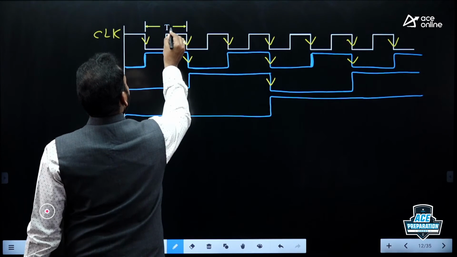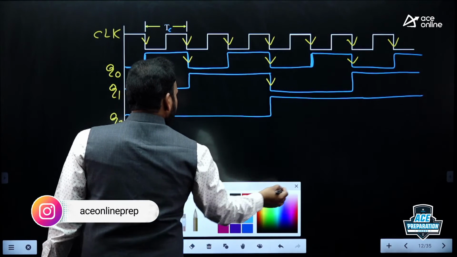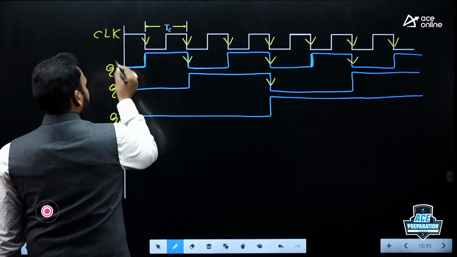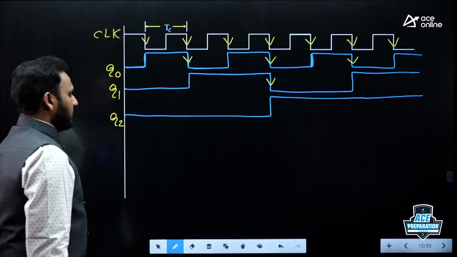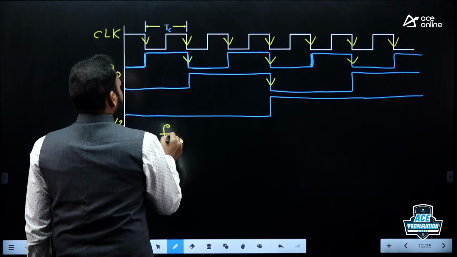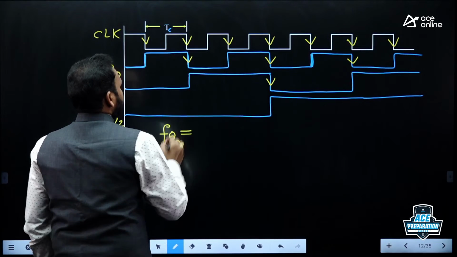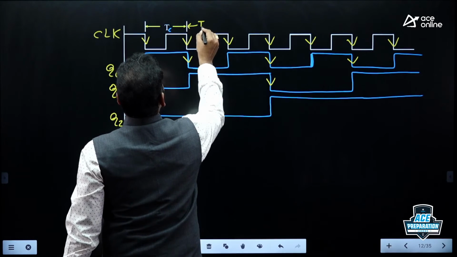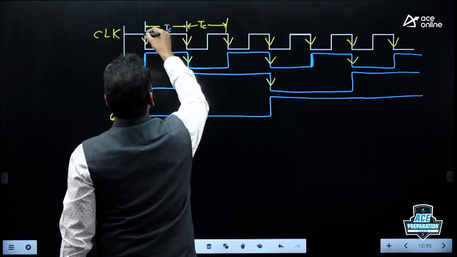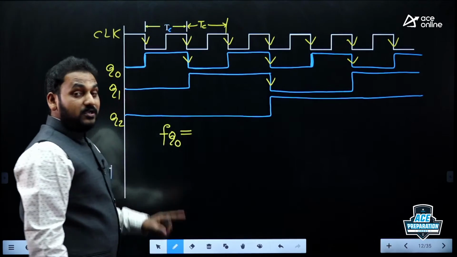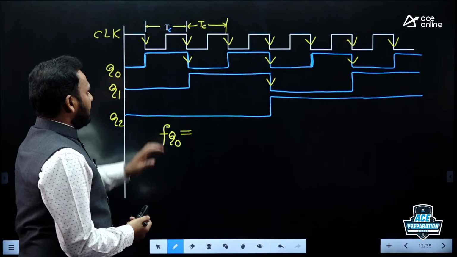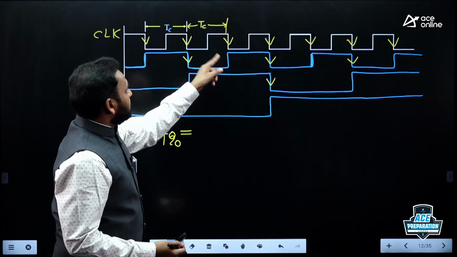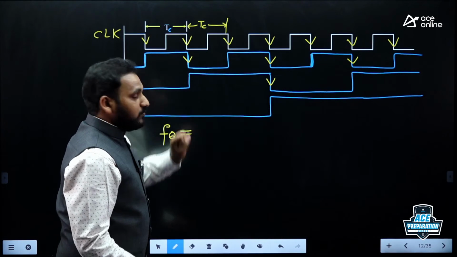You see, my dear friends, this is a TC. I am going to give you very important information here. What is the output frequency at Q0, Q1 and Q2? Very simple. With respect to the clock, 2 cycles are completed here. How many cycles are completed with respect to the input clock? 2 cycles. But within that duration, Q0 completed only 1 cycle.